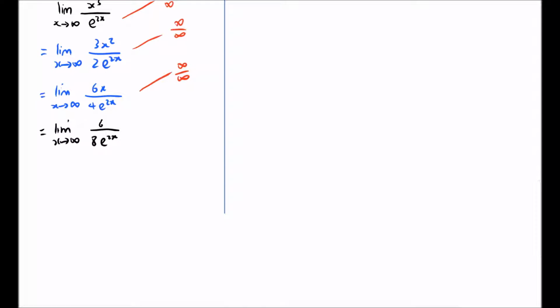So this one, you can see this will become infinity, right? So a number over infinity will give you 0. So we write it like that, 6 over 8 limit x approaches infinity, e to the 2x. So we get 0.